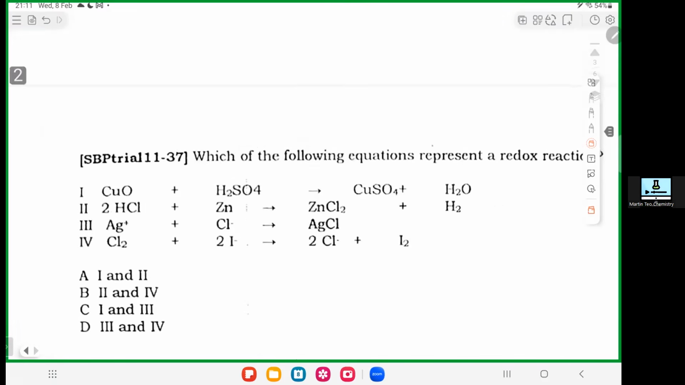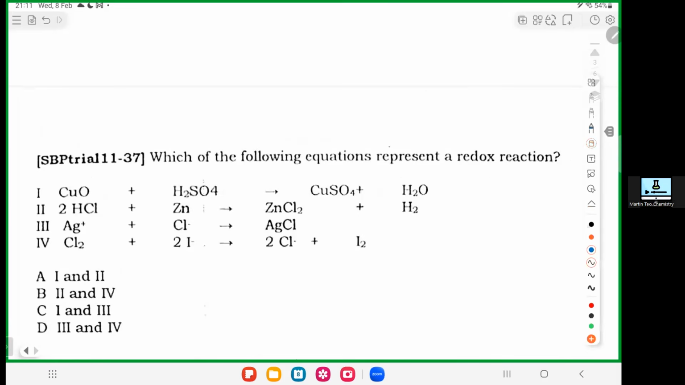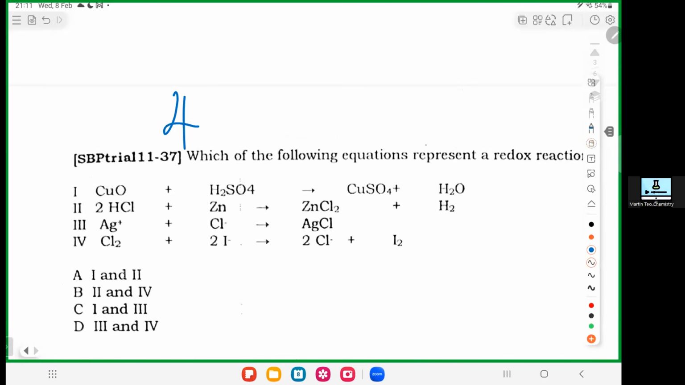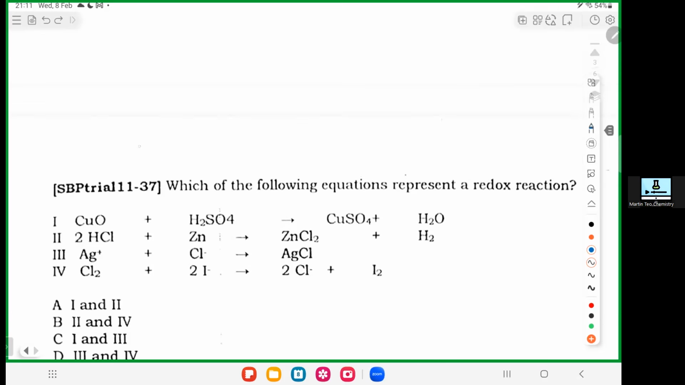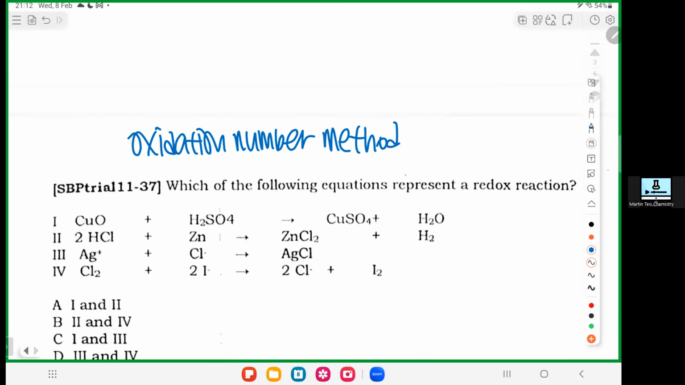Now we have how many methods to know whether the process is oxidation or reduction? 4 methods, right? So in this question, do they tell us which method to use? No, they don't. The question never tells us which method to use. So if the question never tells us which method to use, I would strongly encourage you all to use the oxidation number method. Okay, because this method is the most powerful method and you can use it in any situation.